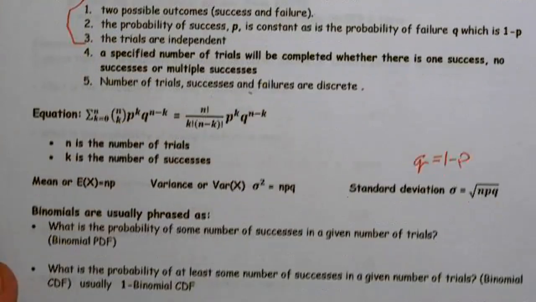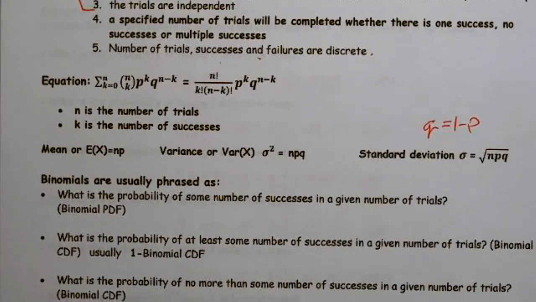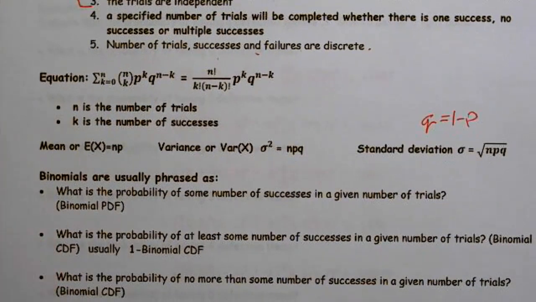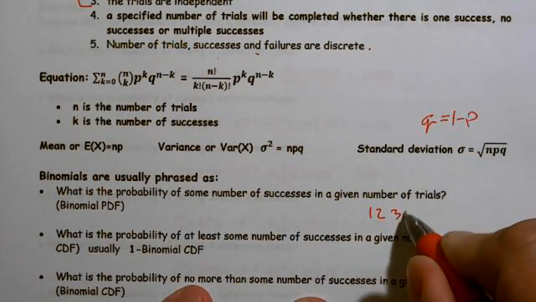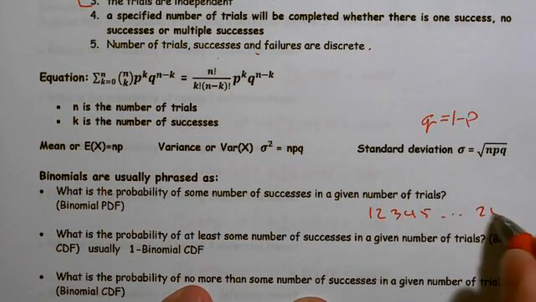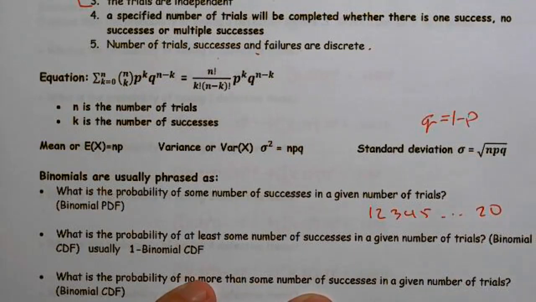All right. So a geometric is typically phrased, what is the probability that the first success occurs on the fifth trial? That's different than a binomial, which is typically phrased, what's the probability of a certain number of successes in a given number of trials? So what is the probability of having exactly 3 successes in 20 trials? So if I say I have 20 trials, so I have 1, 2, 3, 4, 5, all the way to 20. And I say, what's the probability of having exactly 3 successes?